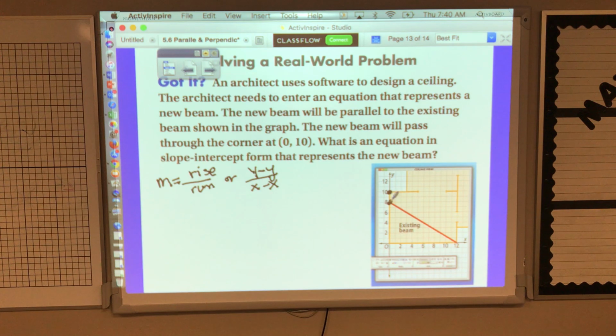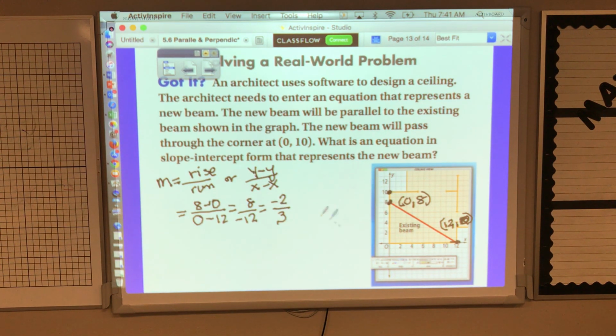Okay, so some points I know on this graph are 0, 8, and on this one, I know 12, 0. Okay, easy points to identify. So to calculate my slope, okay, I'm going to have y minus y, so 8 minus 0, over, start with 8, so start with 0, 0 minus 12. 8 minus 0 is 8, 0 minus 12 is a negative 12. So when I simplify that, they're both divisible by 4. Moving that negative to the top, I have negative 2/3.